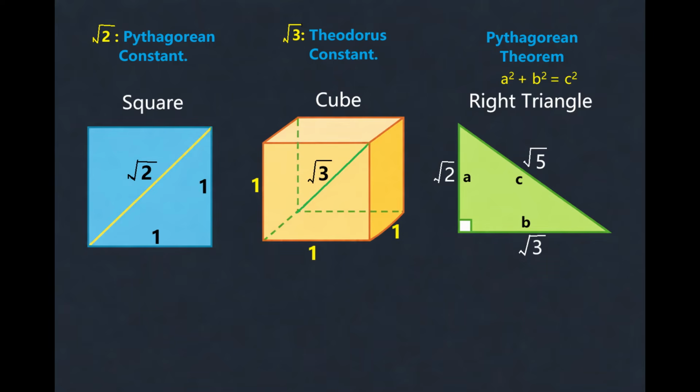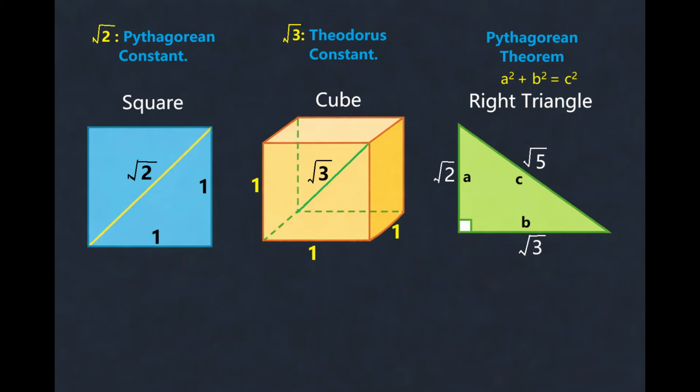This is not an abstract invention. It is a geometric necessity. The moment you draw a diagonal across a square, the square root of 2 is forced into existence. This was one of the earliest moments in history when mathematicians realized that not all lengths can be expressed as fractions. Square root of 2 is the first irrational number, born directly from geometry.